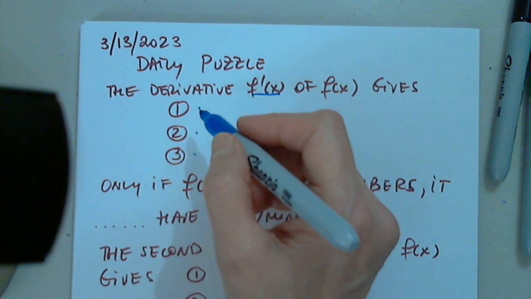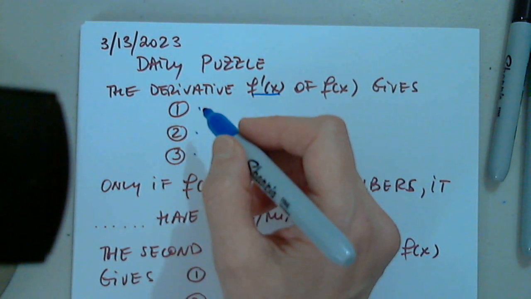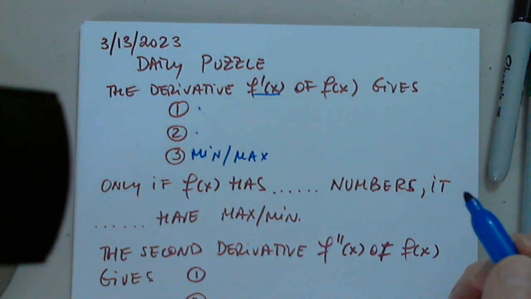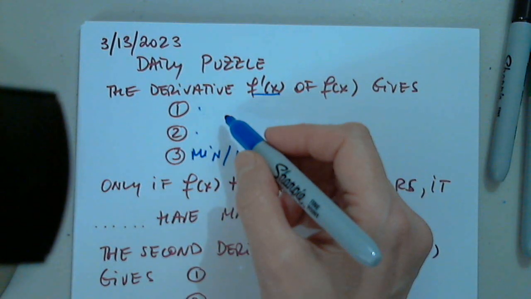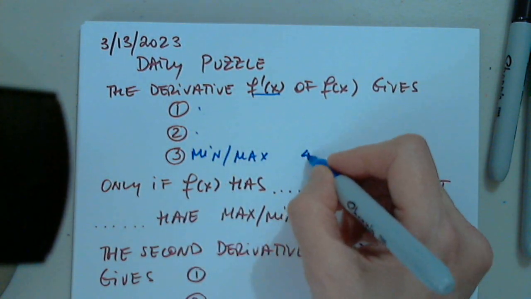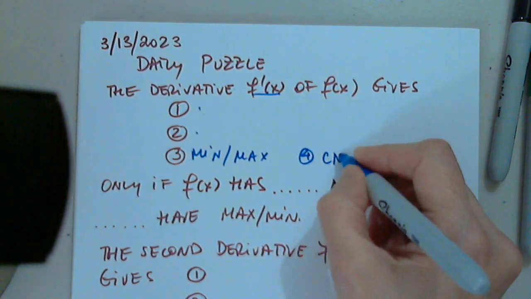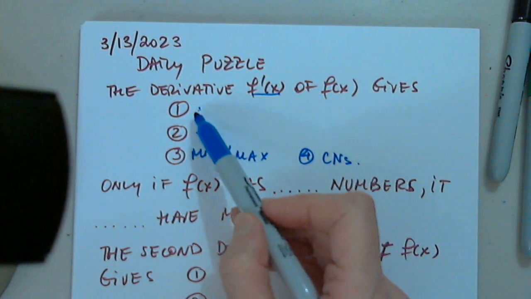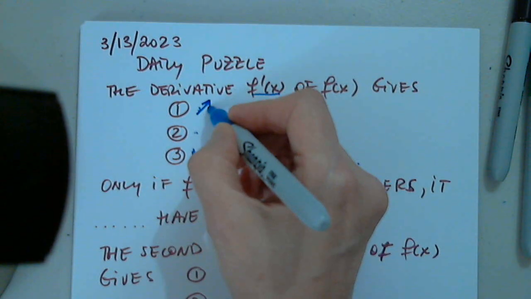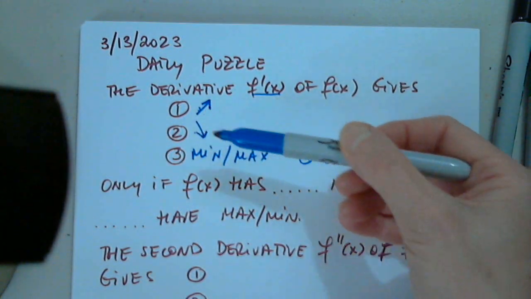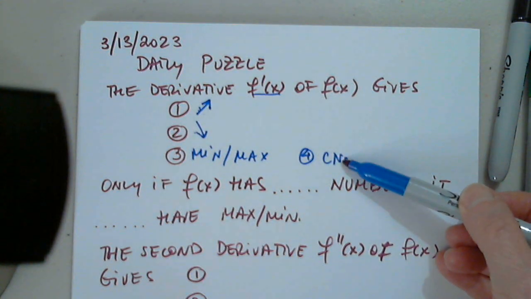I couldn't hear you, Sierra. I'm sorry. It has a minimum or a maximum. Yes. Very good. Critical numbers. Yes, I can add that, because if there is no critical number, there is no maximum. Perfect. Critical numbers. Good. Increasing or decreasing? Yes, increasing interval and decreasing interval.